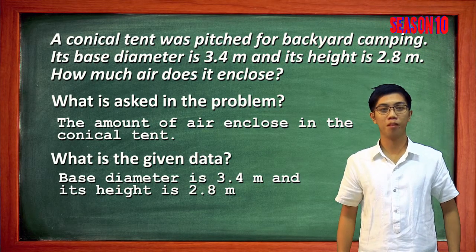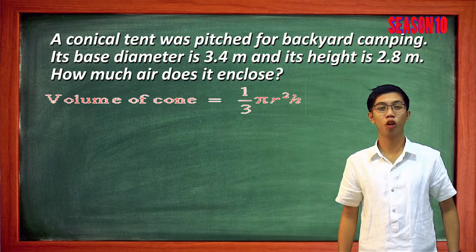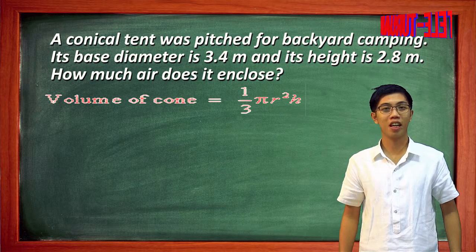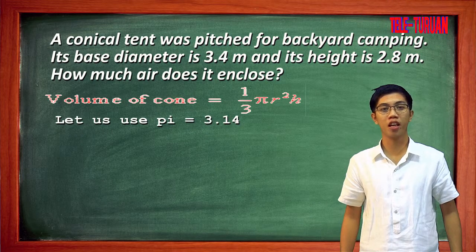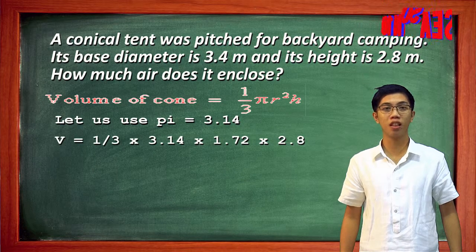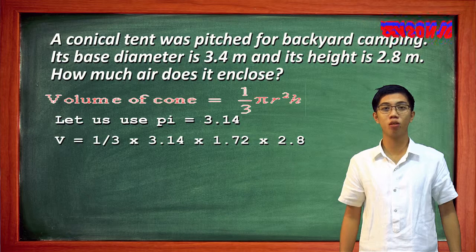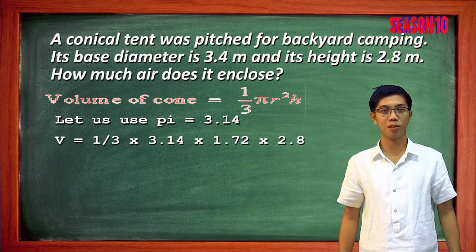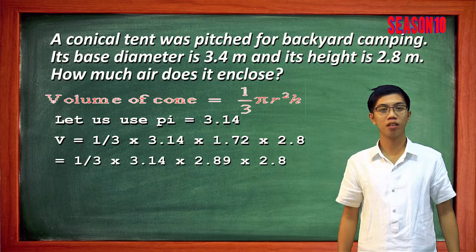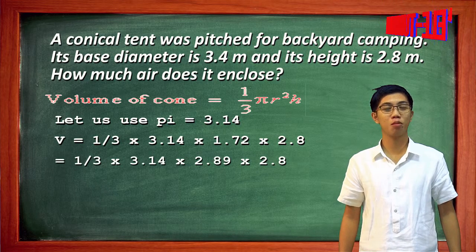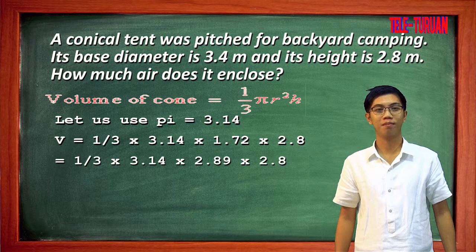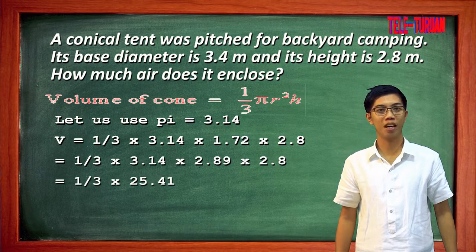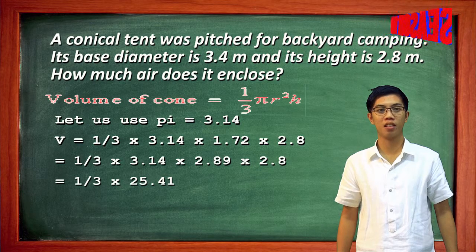In solving the word problem, we need to use the formula volume of cone equals 1/3 times pi r squared times h. Let us use pi equals 3.1400. Volume is equal to 1/3 times 3.1400 times 1.7200 times 2 8/10. Next, 1/3 times 3.1400 times 2.8900 times 2 8/10. Next, 1/3 times 25.4100.